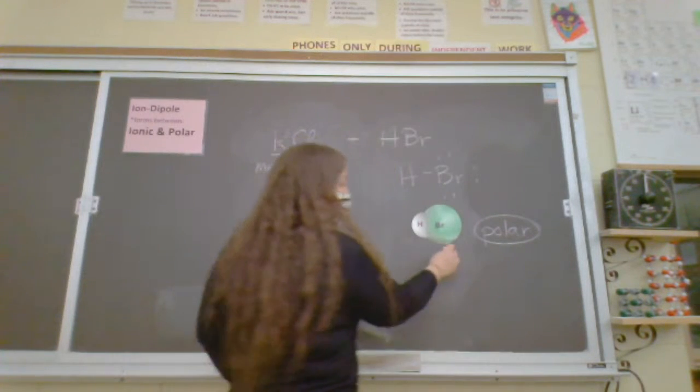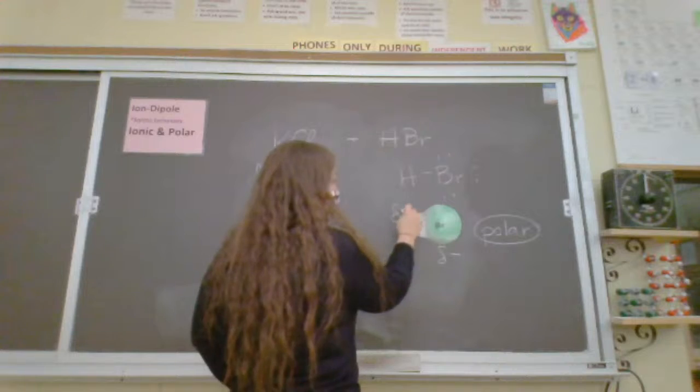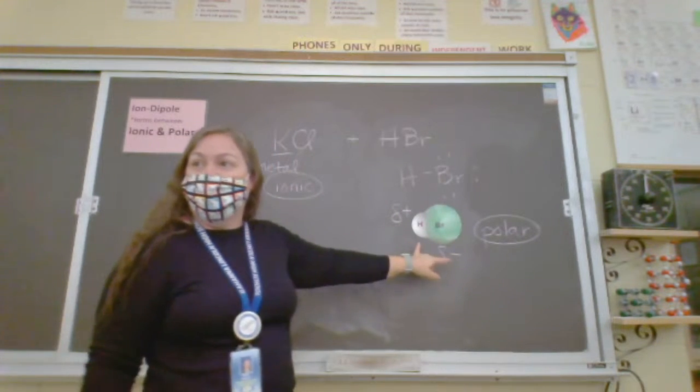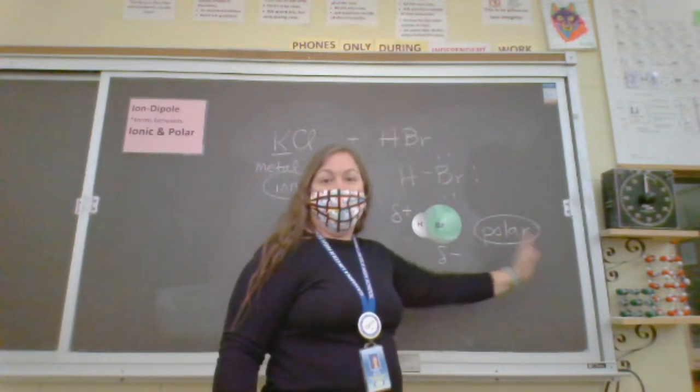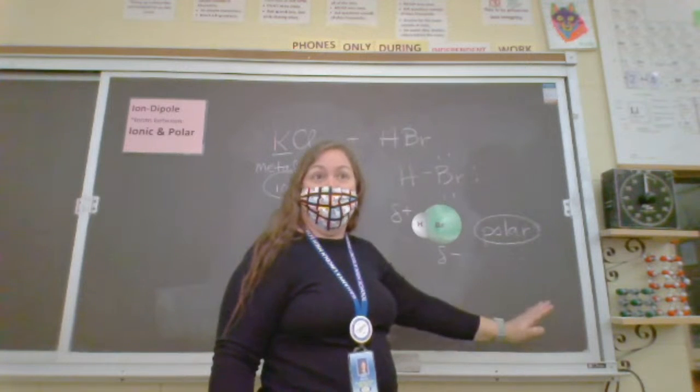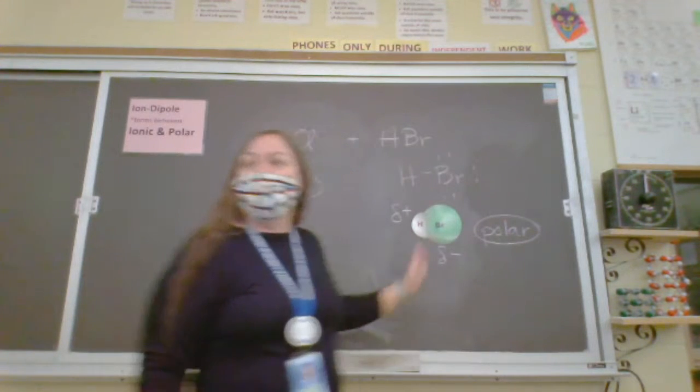And why is it polar? It means that we have a negative side and a positive side within this molecule because the electrons are being dragged over here to this lopsided area. So it makes the side negative and the side positive.